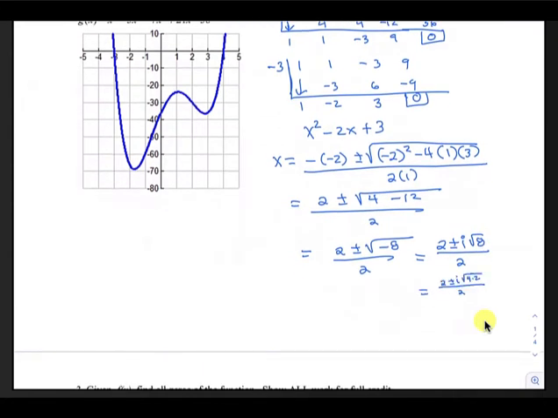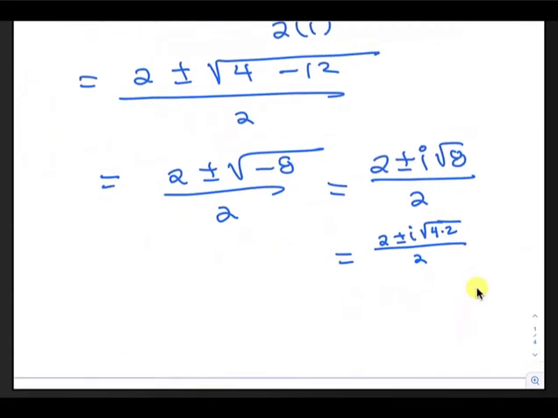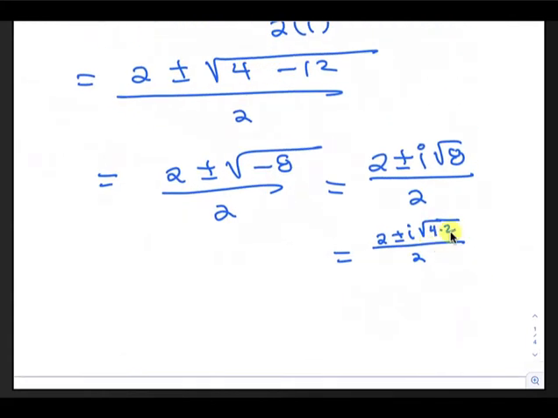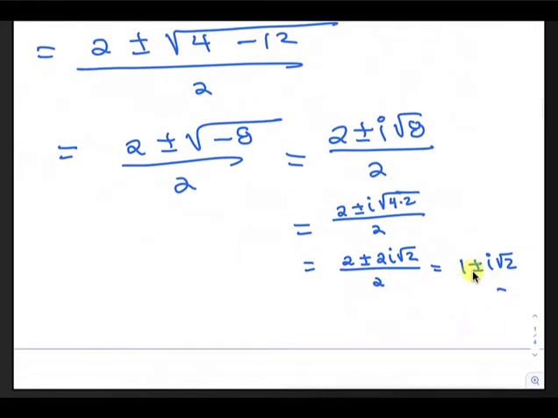We'll then need to simplify the 8, breaking that down into 4 times 2. And then a 2 can come out of that because the square root of 4 is 2. So now we have 2 plus or minus 2i radical 2 over 2. And now we can reduce by dividing everything by 2 here. And that leaves us with 1 plus or minus i square root of 2.